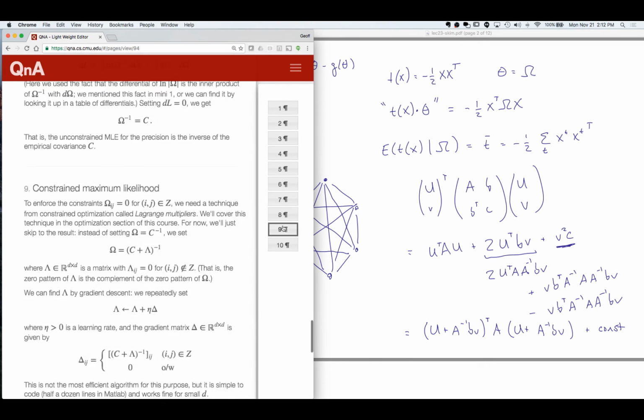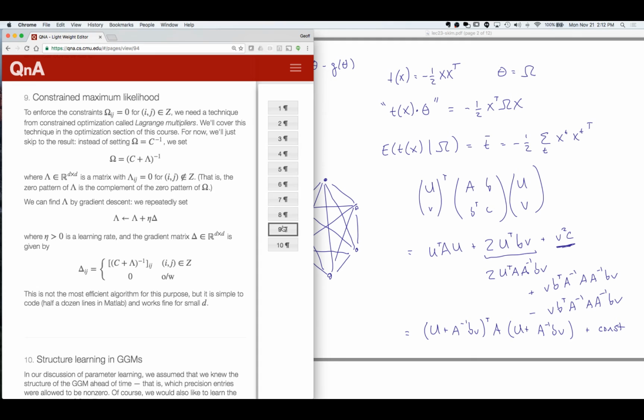If we want to do it with constraints, it becomes a little bit more interesting. We actually are going to wind up needing a technique that we haven't covered yet. We're going to cover it in a few lectures. It's called Lagrange multipliers. I'm going to skip over for now what you do with the Lagrange multipliers and just skip to the answer, which is that instead of setting omega to be the inverse of the empirical covariance, we set it to be the inverse of the empirical covariance plus a correction term, lambda.